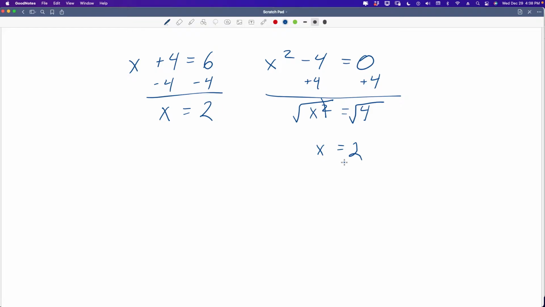But these equations are not equivalent because this equation has another solution that is not a solution to this one, and that is -2, because -2 times -2 also gives you 4, because a negative times a negative is a positive. And when we take this solution and plug it into this equation here, we get -2 plus 4 is not equal to 6. That would be 2 is equal to 6, and that would be incorrect.